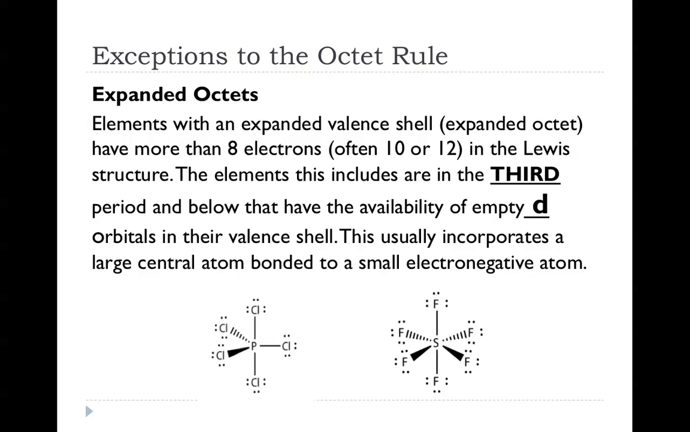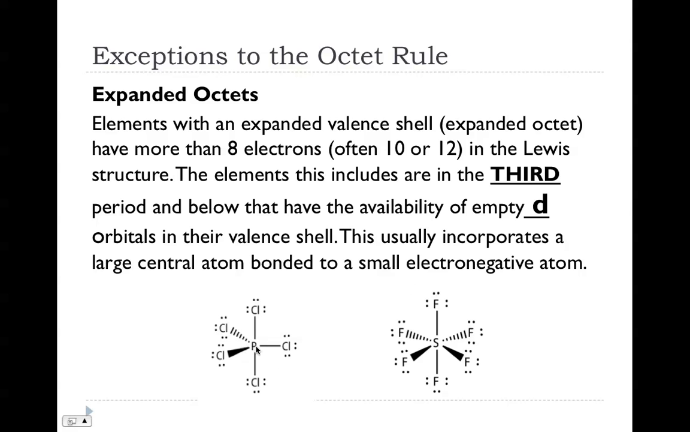We can also very commonly make expanded octets. These are elements with an expanded valence shell where they can hold and accommodate more than 8 electrons, often 10 or 12, in their Lewis structure. Now the thing you do need to memorize, this can only happen in elements that are in their 3rd period and below, meaning the 3rd, 4th, 5th, so on, because they have the availability of the empty d orbitals in their valence shell. So it allows them to hybridize with those d orbitals and accommodate and make more orbitals to bond. This usually incorporates a very large central atom, and it's usually going to be bonded to really small electronegative atoms like fluorine or chlorine, because it again allows that number of atoms to go around the central atom.